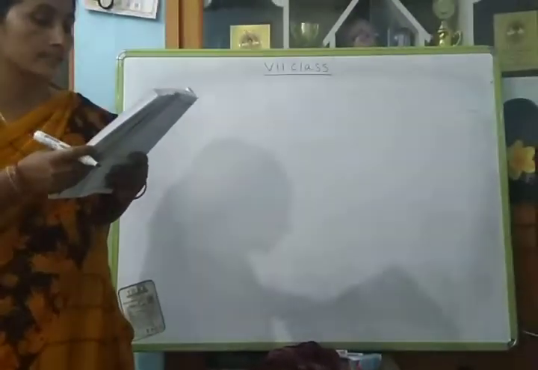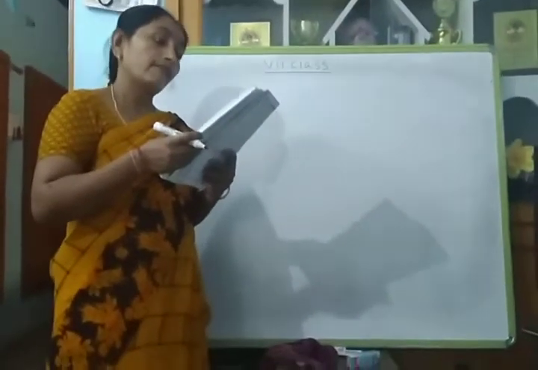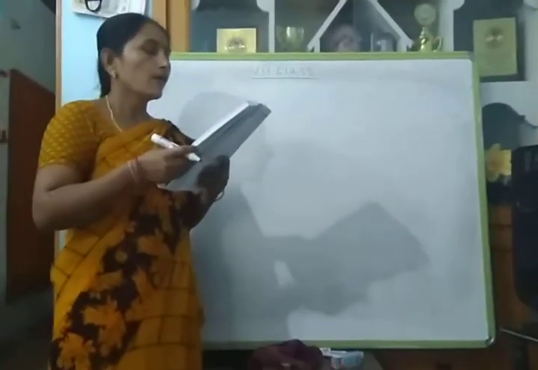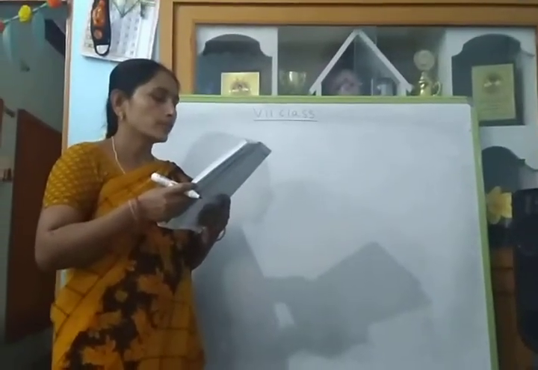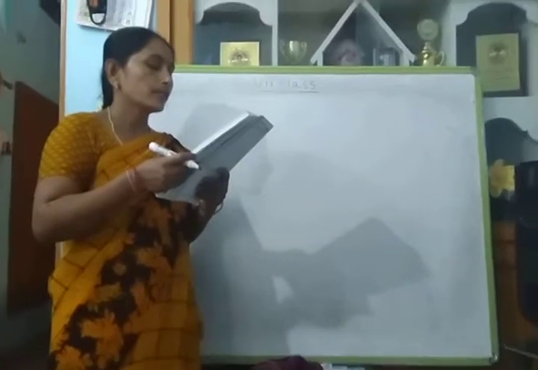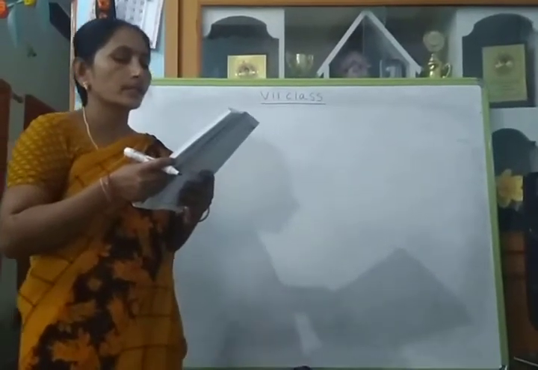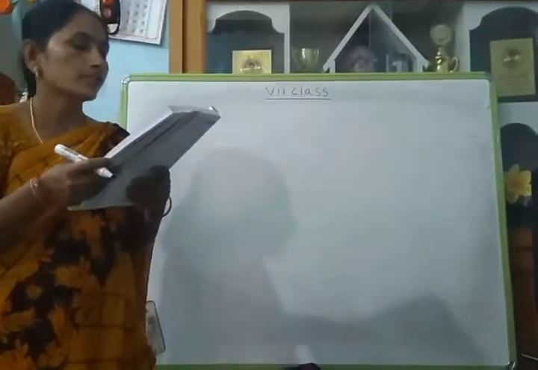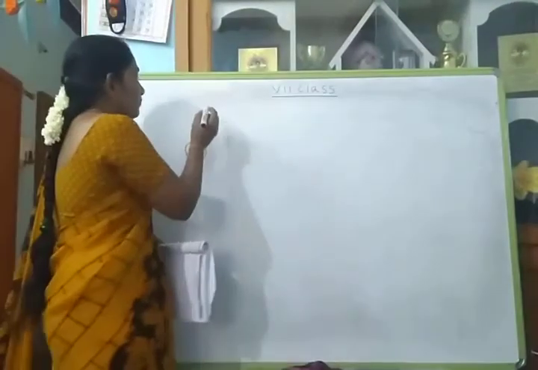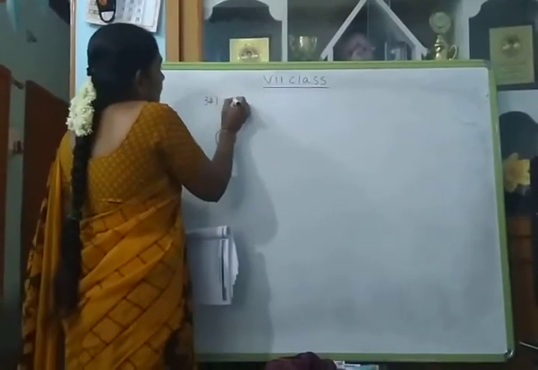Every rational number is an integer, but every integer need not be a rational number. Every rational number is an integer: that one is false. Every integer is a rational number, in B they have given the opposite. So option C is correct. Next, option D: every natural number is a rational number, but every rational number need not be a natural number. So option C is correct. 34th one, option C.